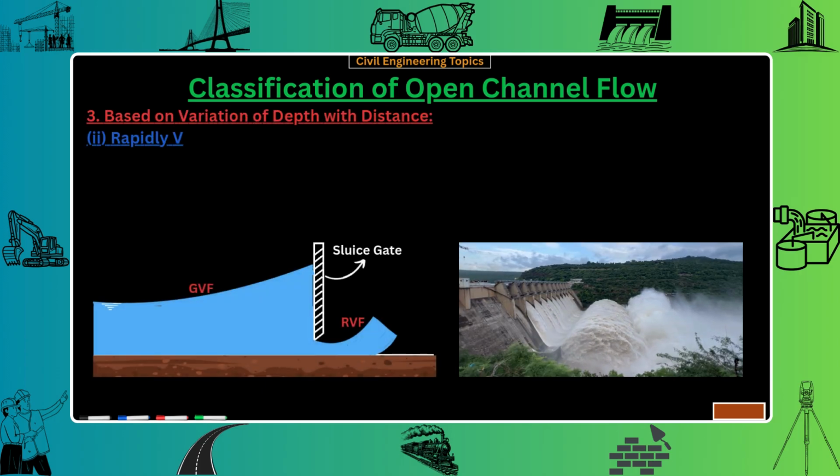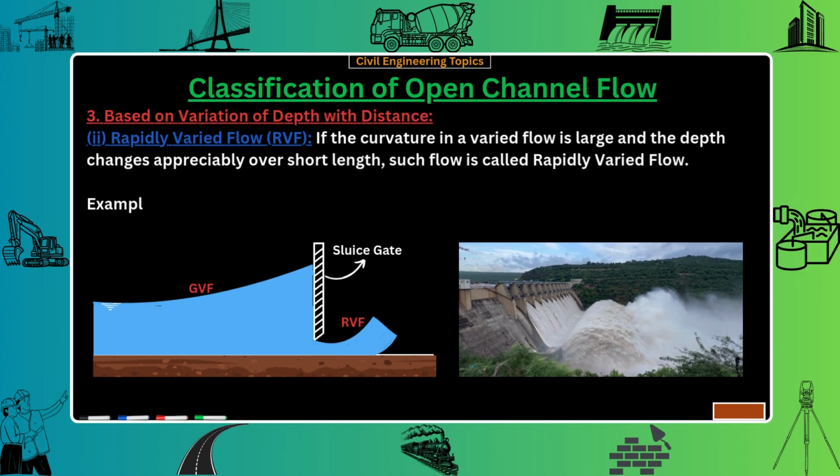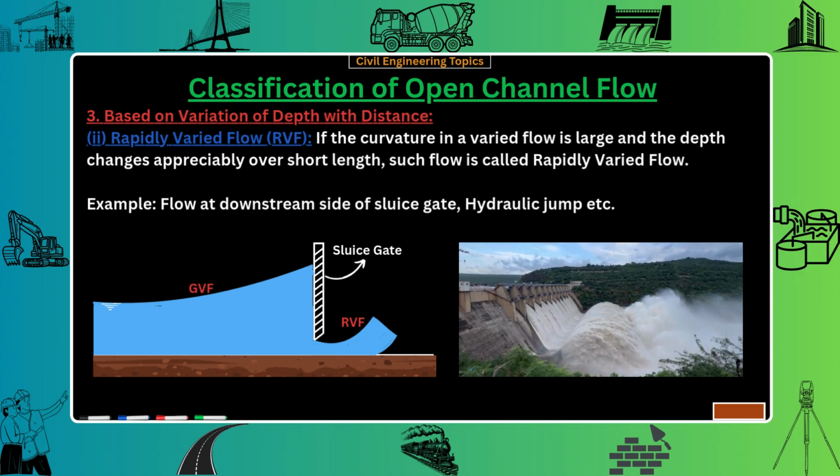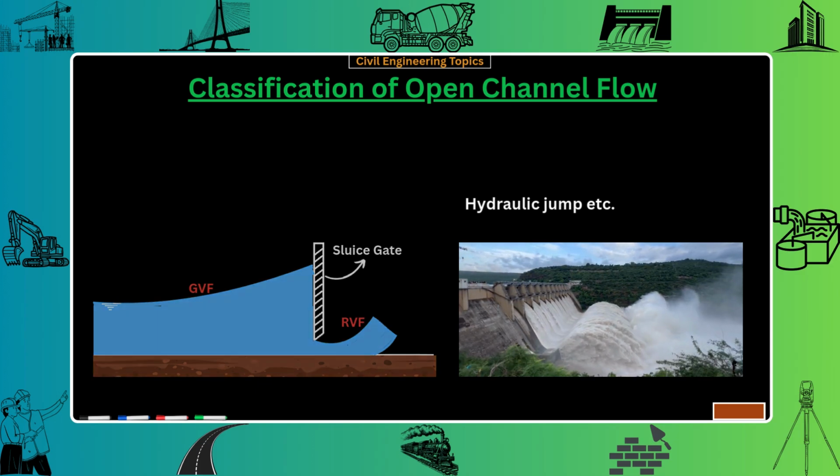If the curvature in a varied flow is large and the depth changes appreciably over short length, such flow is rapidly varied flow, or RVF. Flow at downstream side of sluice gate and hydraulic jump are the examples of RVF.